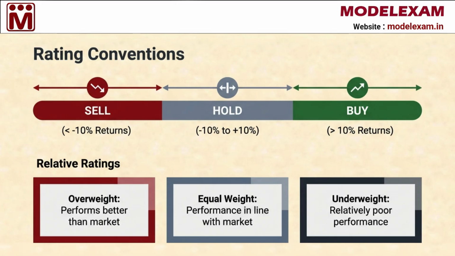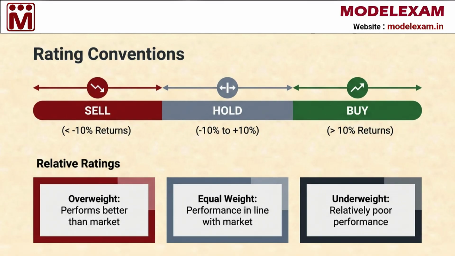Now, let us decode the jargon of rating conventions. When analysts give a recommendation, they usually follow a standard scale based on expected returns. A sell rating typically means we expect negative returns of more than 10%. A hold rating implies the stock will likely stay flat, moving between minus 10% and plus 10%. A buy rating suggests we expect positive returns greater than 10%.